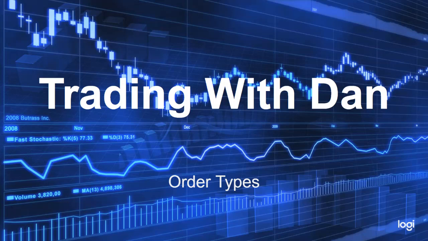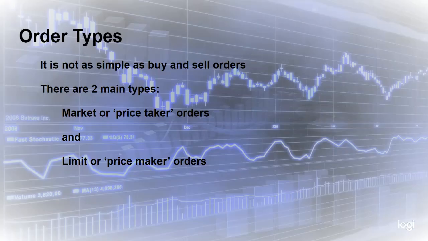So this section is going to be on order types. There are two main types of orders. There basically are only two orders, and you can have variations of these two types of orders. But what those two orders are: market orders, or price taker orders, and limit orders, which are price maker orders.